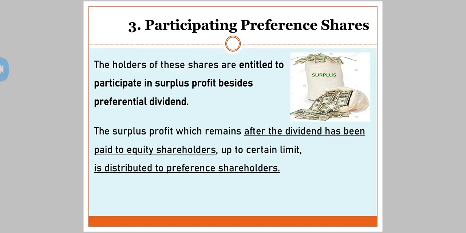That means, see, in one particular year, the dividend is paid to the preference shareholders, the dividend is paid to the equity shareholders. Now still there is some profit, some amount lying with the company. So yes, preference shareholders have got the participating right in that particular profit of the company.